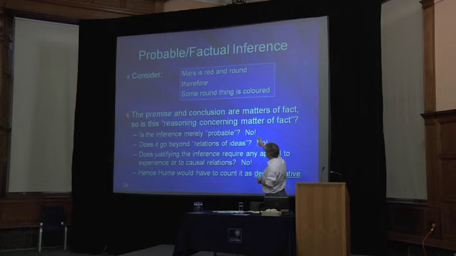First of all, is the inference merely probable? No. It follows with absolute certainty from premise to conclusion. Does it involve anything beyond relations of ideas? No. It's a simple relation between the ideas involved. Does justifying the inference require any appeal to experience or to causal relations? No. And Hume, as we'll see, will be saying that all probable argument depends on causal relations. So Hume would have to count this as a demonstrative argument.